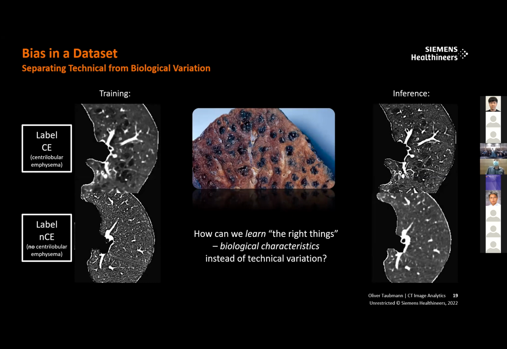And to investigate that, we took a data set of lung CT scans, which were labeled, among others, for centrilobular emphysema, and synthetically created such a bias by associating a different recon kernel with the label with a certain probability, and then tried to get our models to ignore that, to separate this technical information from the actual biological one that we want to learn.